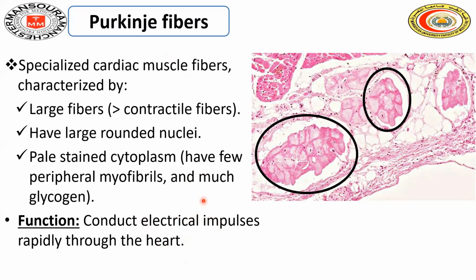This is regarding Purkinje fibers. Its site is the subendocardial layer. Its characters: large with rounded nuclei and pale stained cytoplasm. And lastly, its function is to conduct electrical impulse through the heart wall.